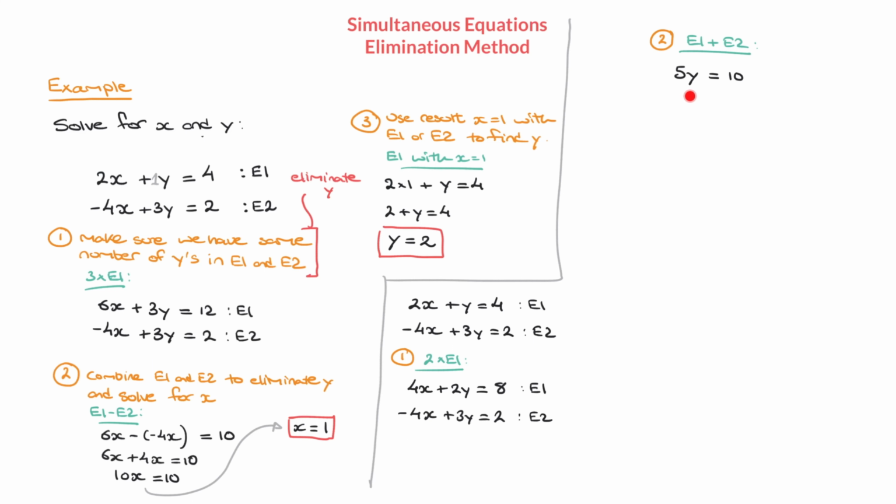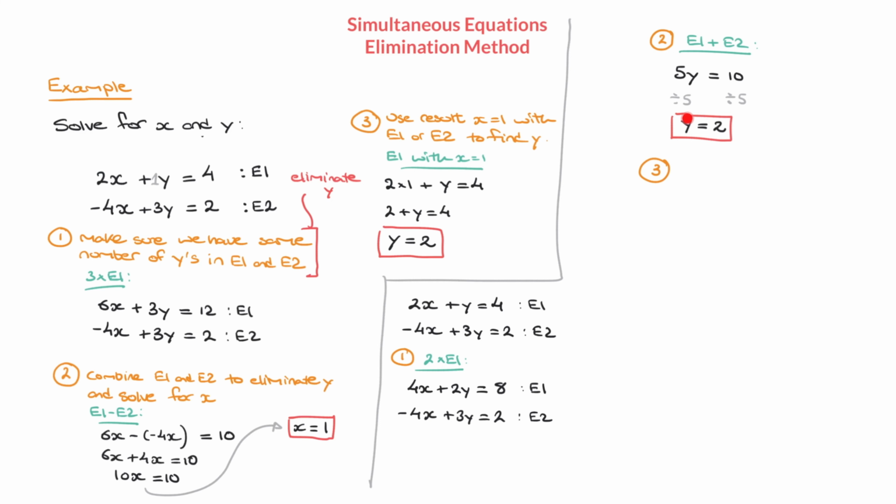Now to find what y is equal to, we get rid of this 5, which is multiplying the y, and we do so by dividing both sides by 5, and that leads us to y equals 10 divided by 5, which is 2. And that's y found. Notice that that's the same result as we had found previously, and that's just as it should be.